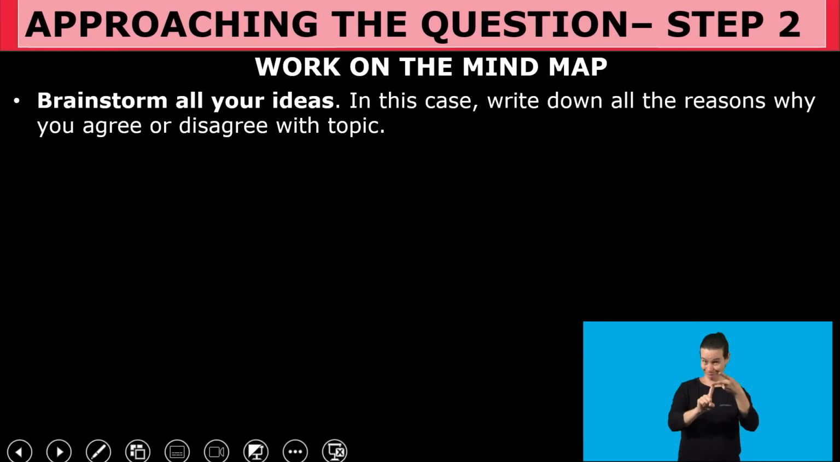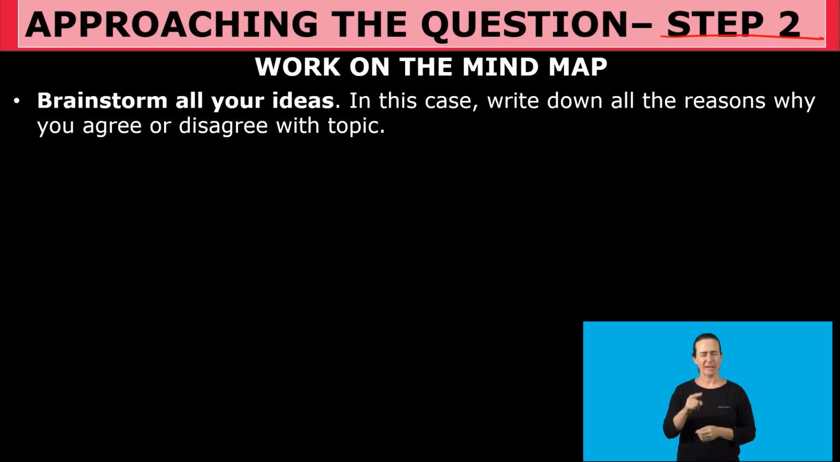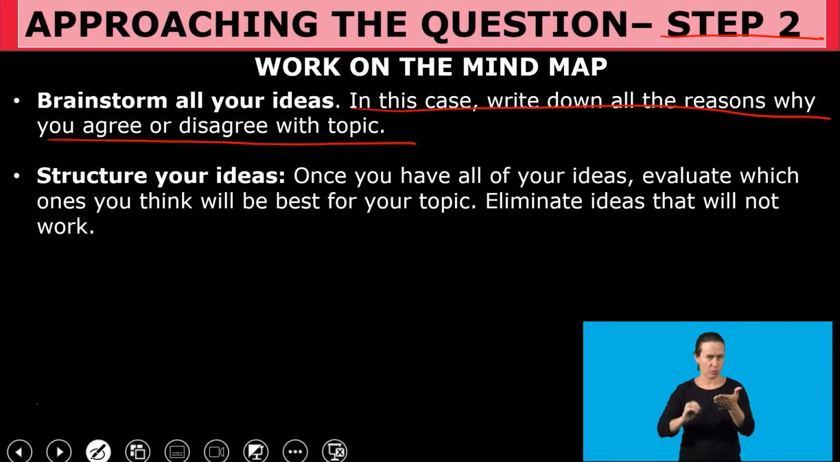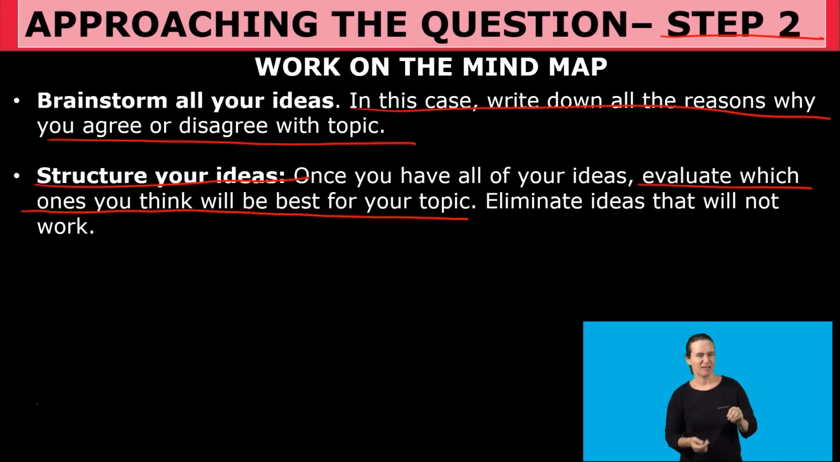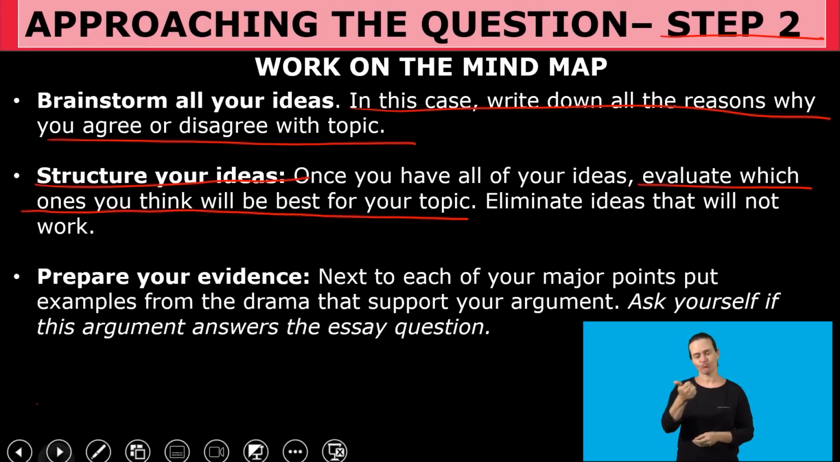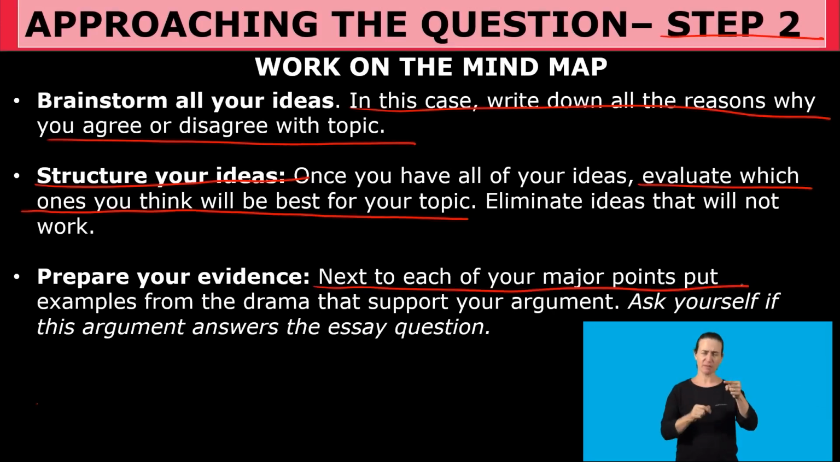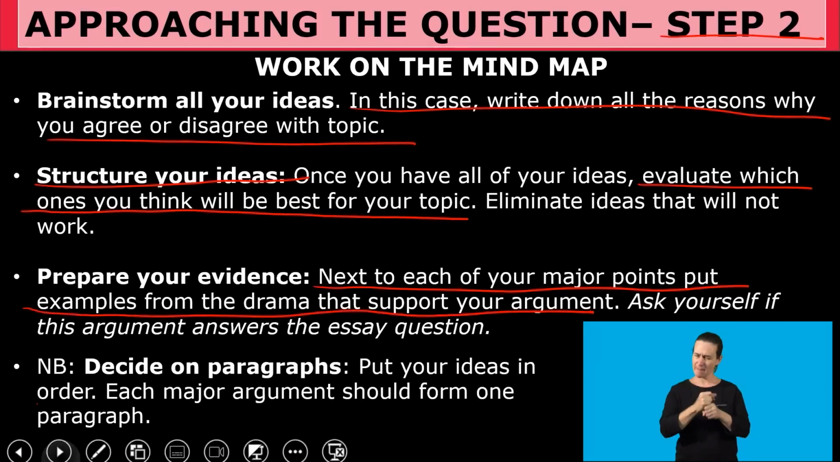How to work on your mind map. Step 2. Brainstorm all your ideas. In this case, write down all the reasons why you agree or disagree with a topic. Structure your ideas. Once you have all your ideas, evaluate which ones you think will be best for your topic. Eliminate ideas that will not work. Prepare your evidence. Next to each of your major points, put examples from the drama that support your argument.